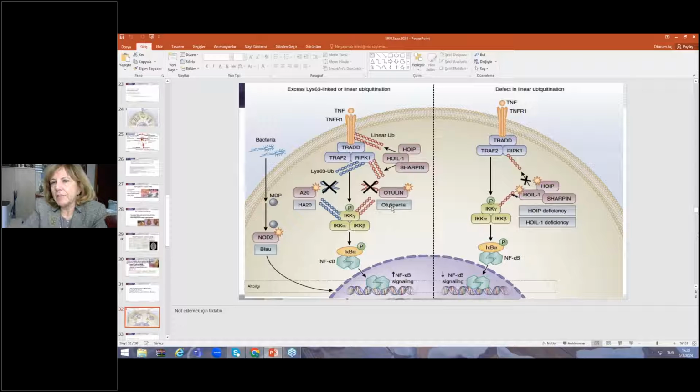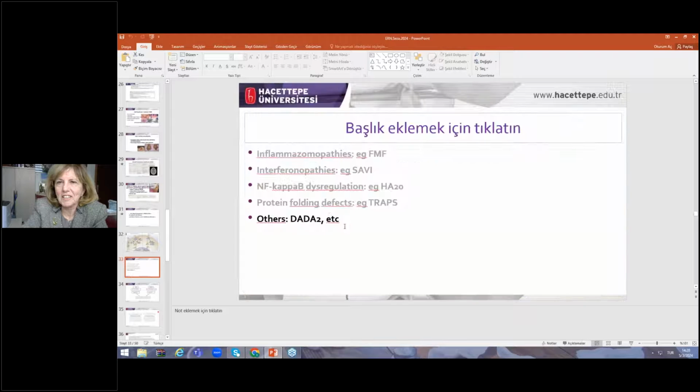Otulipenia, again, is a very strange disease with very marked skin disease and sometimes vasculopathy. And of course, this time you will treat these patients with anti-TNF instead of anti-interferon or anti-IL-1 drugs.